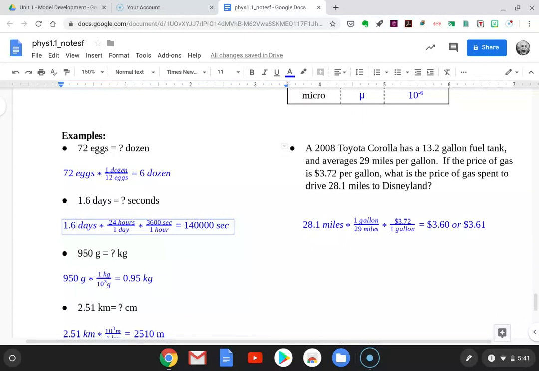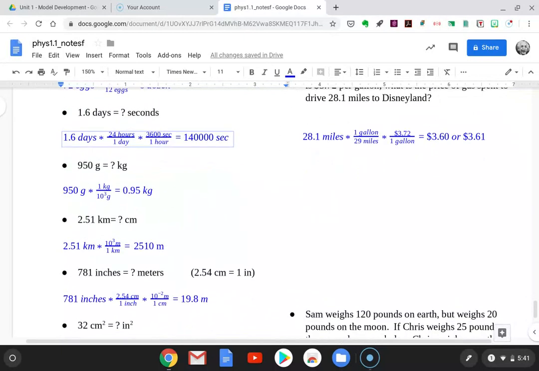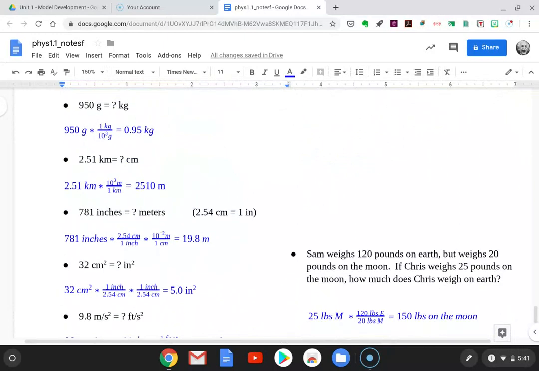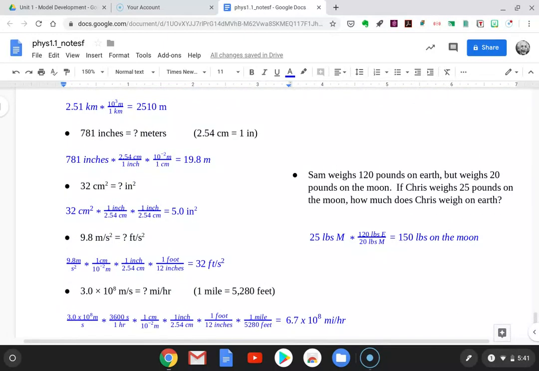In reality, if you're going to make it to Disneyland, you actually must round up, because if you rounded down and only spent $3.60, you wouldn't quite make it. So if you logically see that step and you put $3.61 in a problem like that, I would be perfectly fine with that. Okay, if you didn't, then that's fine too, if you just rounded for sig figs.